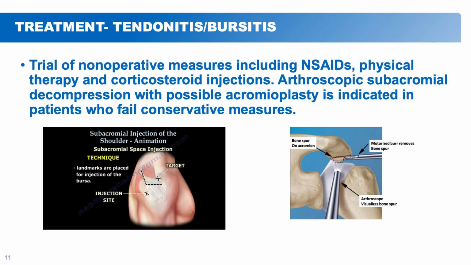This exam and this diagnosis can also be supplemented with MRI studies. So treatment for tendonitis and bursitis. With tendonitis and bursitis, there's often a trial of non-operative measures, including NSAIDs, or non-steroidal anti-inflammatory drugs, physical therapy, and corticosteroid injections. If these fail, arthroscopic subacromial decompression with an acromioplasty, which is where you actually shave down the bottom of that bone, seen in the picture on the right there, can be indicated in patients who fail conservative measures.